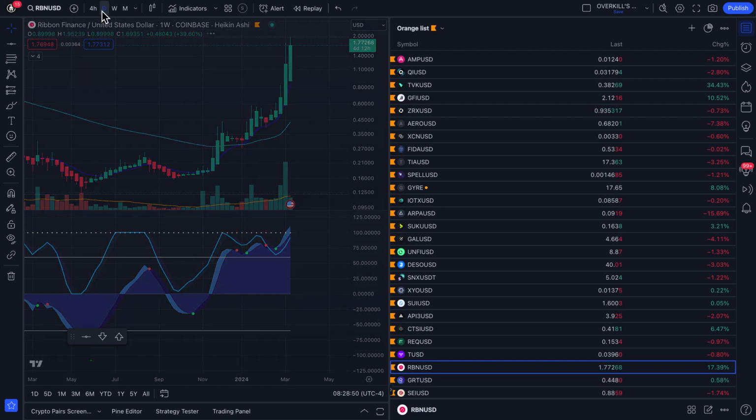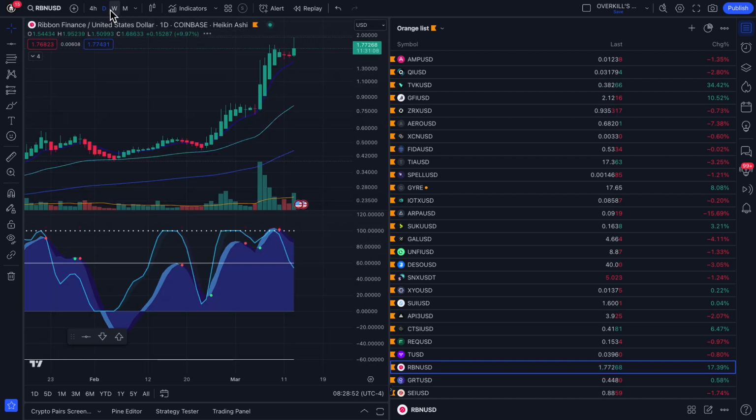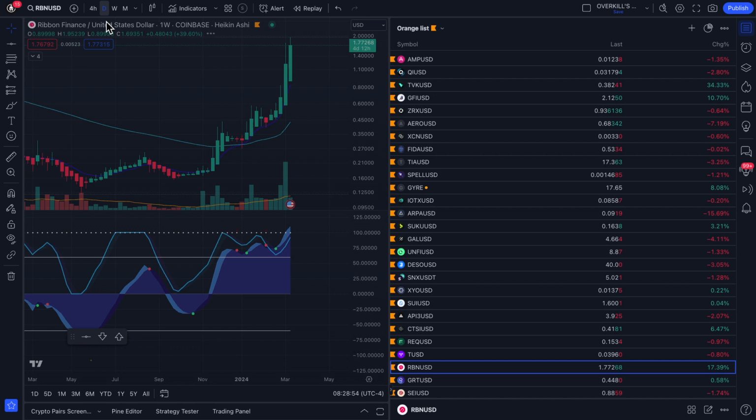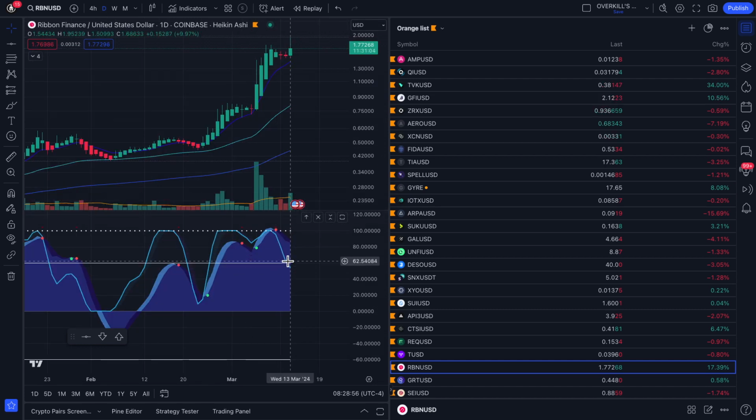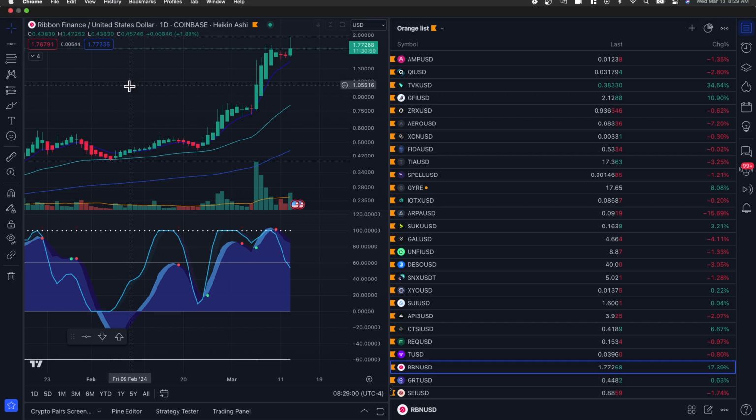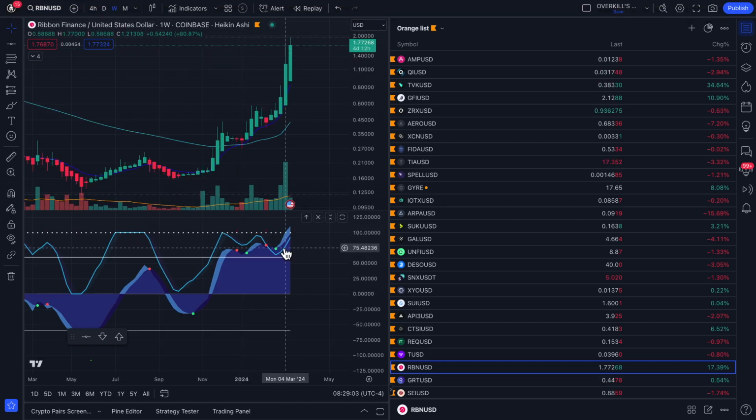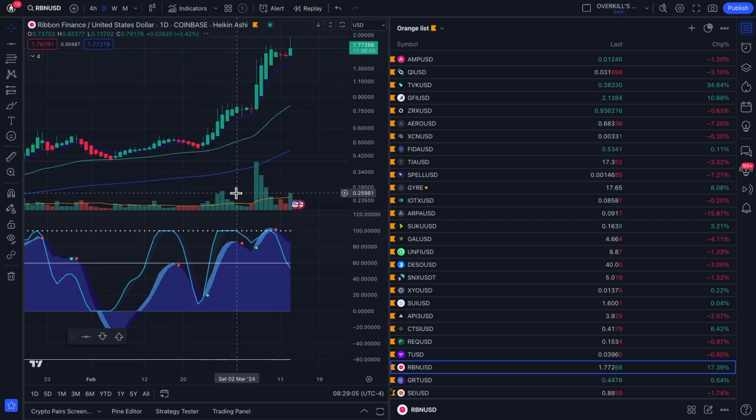Oh, wow. Ribbon Finance doing the ripski. Okay, this one's got a little more juice in it, I think. Once again, waiting for the daily stochastic to get up at 100. That'll be my profit-taking point since we are now at the 100 point up here on the weekly.